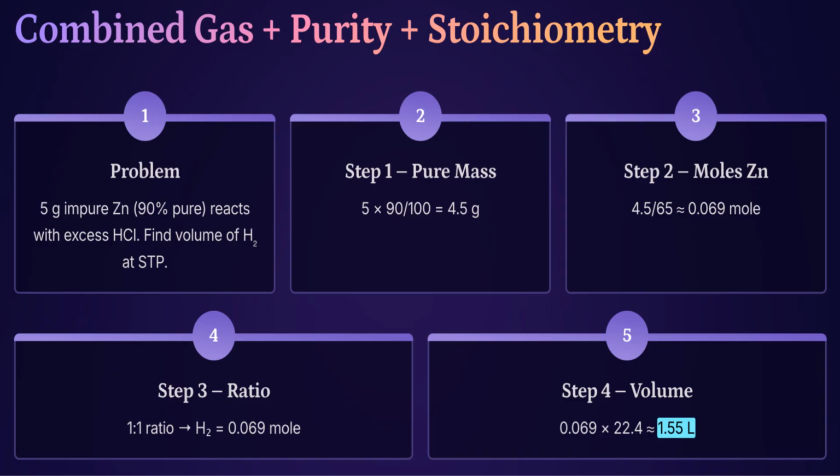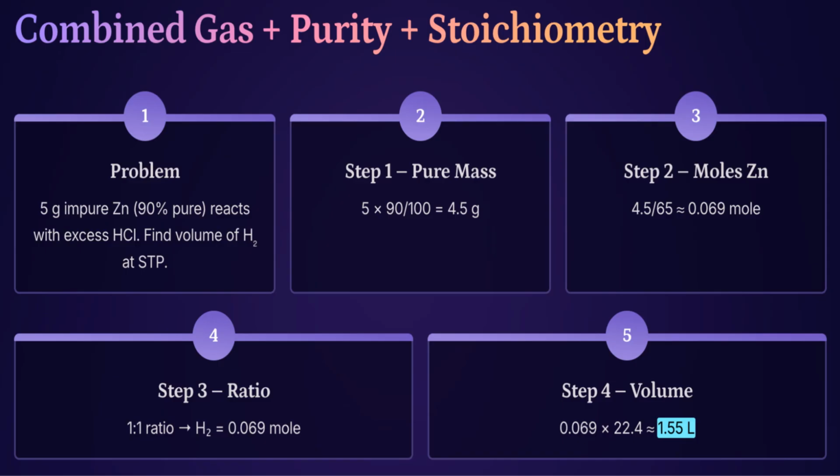This combined problem, integrating gas purity and stoichiometry, follows a 5-step process, from calculating the pure mass, followed by number of moles and mole ratio. This ratio helps to find the final volume of H2 at STP, which is 1.55 liters. Always, stick to this structure. Pure mass leads to moles, moles to ratio, then final quantity.